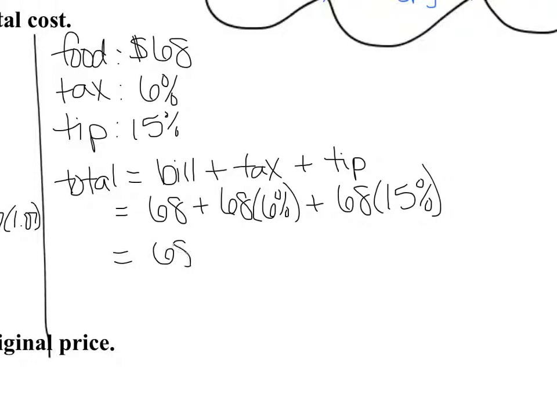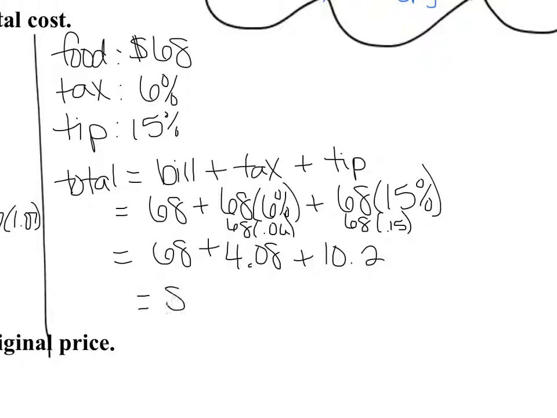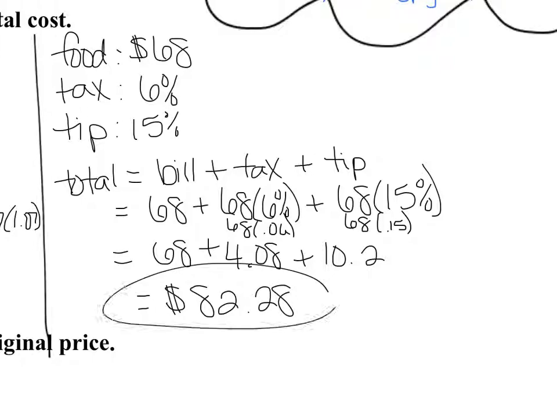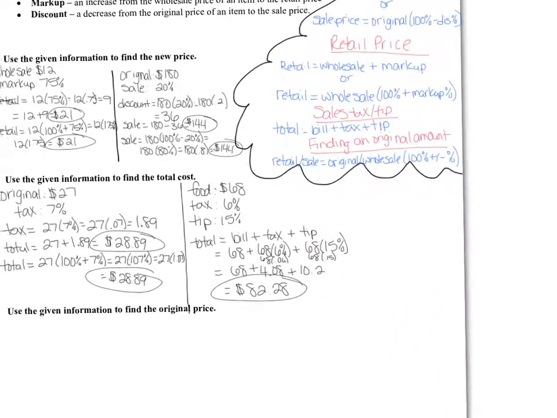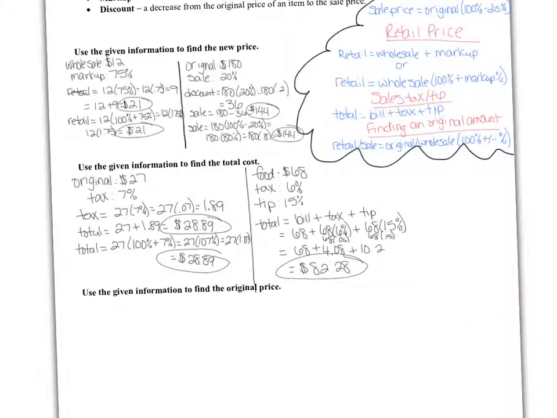So we have 68 plus, whenever you take 68 times 6/100, you should get 4 8/100. And over here, whenever you take 68 times 15/100, you should get $10 or 10 and 2/10. And whenever you add all those together, your total bill would be $82.28. Okay, so all of those are kind of just plugging numbers into a formula, deciding which one's going to work.